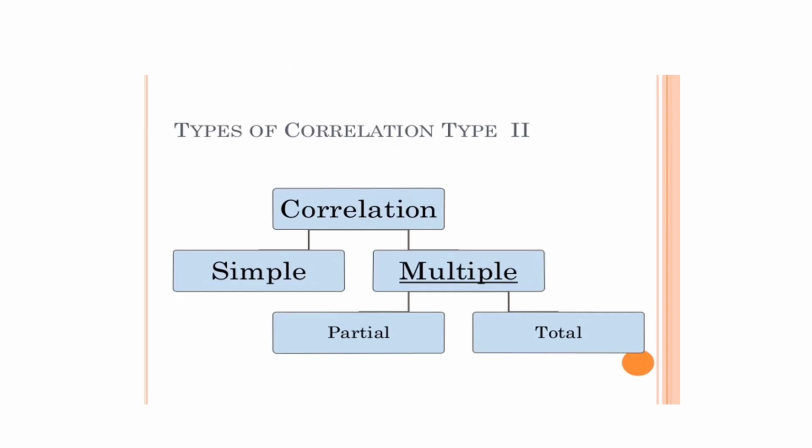Then another type of correlation is simple and multiple, and further multiple correlation can be divided into two parts. One is partial and another one is total. Now the first question is, what is simple correlation?